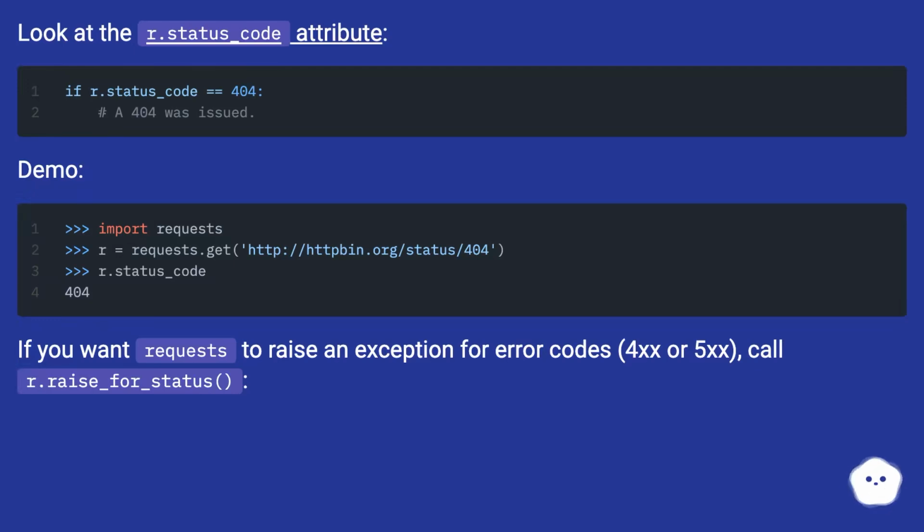Look at the r.status_code attribute. Demo. If you want requests to raise an exception for error codes 4XX or 5XX, call r.raise_for_status.